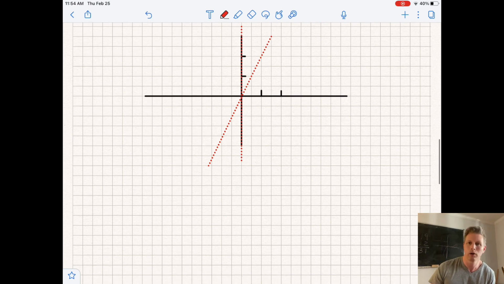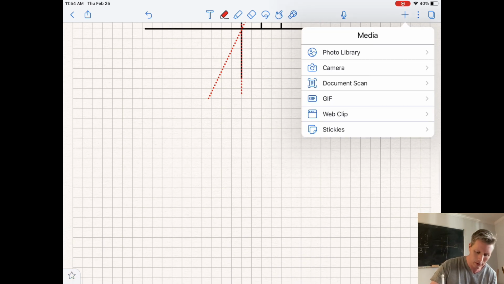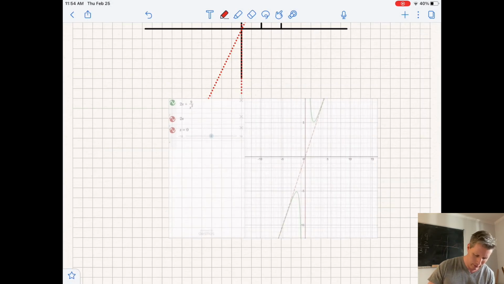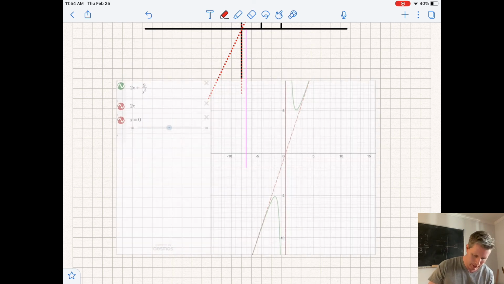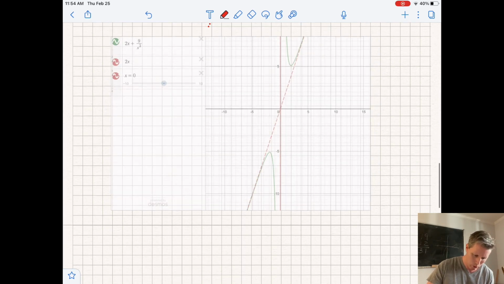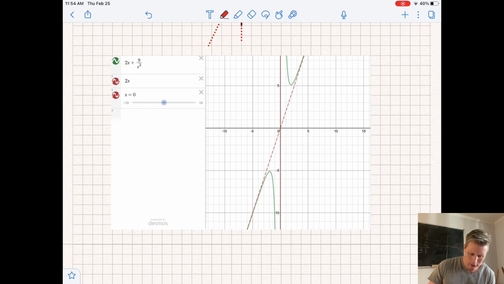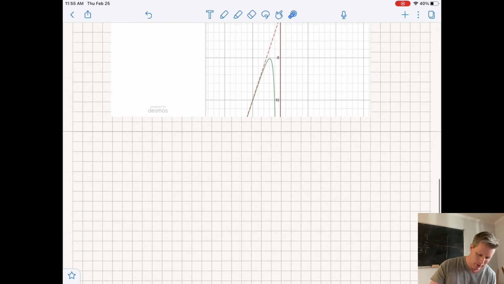All right, let's have a look at what the graph looks like. So I've graphed it on Desmos earlier, and here it is. This is my graph with the asymptotes indicated, and there you have it. Right, so here and here, and sure enough, you can see that I have no y-intercept, I have no x-intercept, as we found.